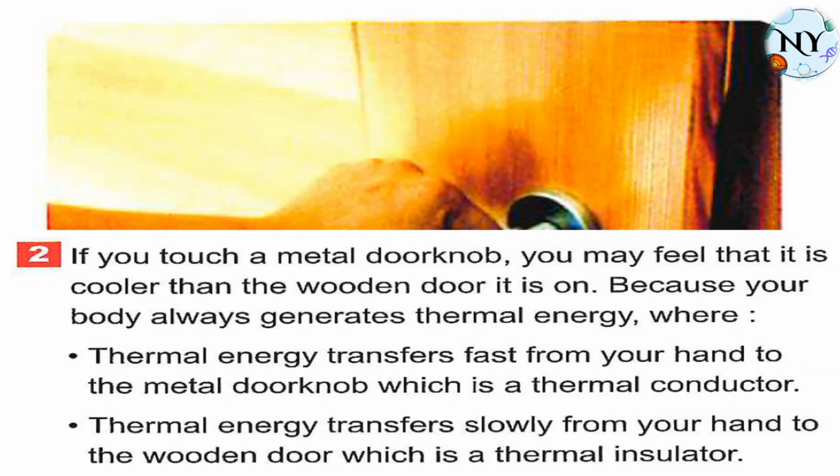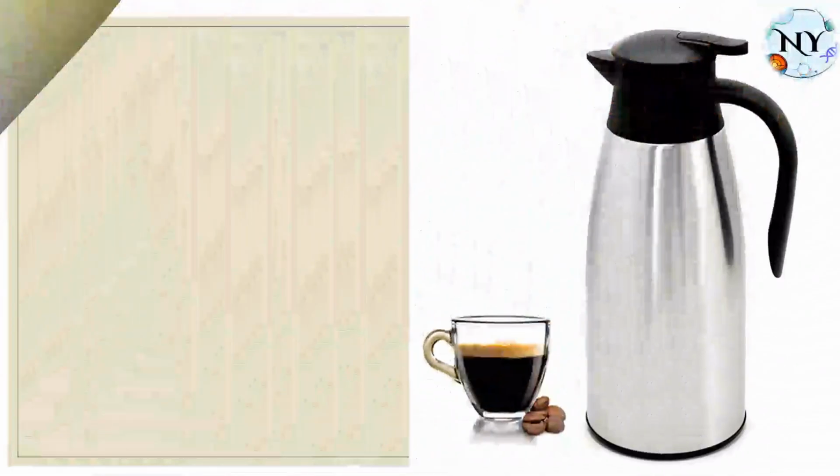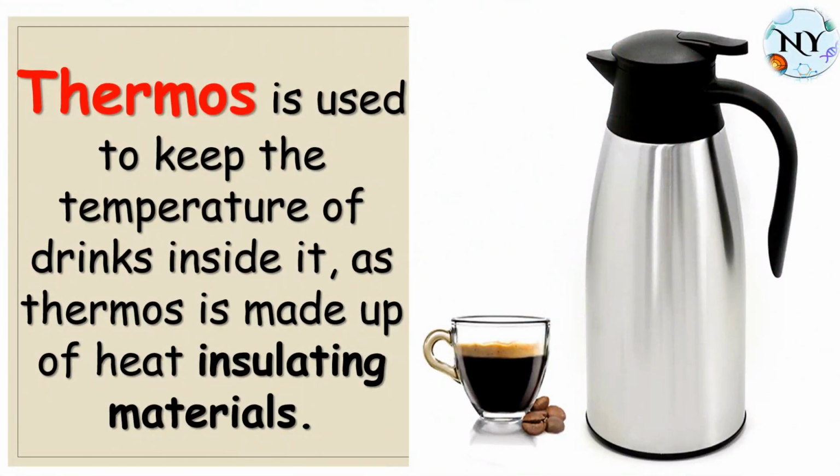All right? So when I ask you to give a reason why, if you touch a metallic doorknob, you feel that it's cooler than the wooden door: because your body always generates thermal energy, where the thermal energy or heat transfers fast from your hand to the metallic doorknob, which is a thermal conductor, while thermal energy transfers slowly from your hand to the wooden door, which is a thermal insulator.